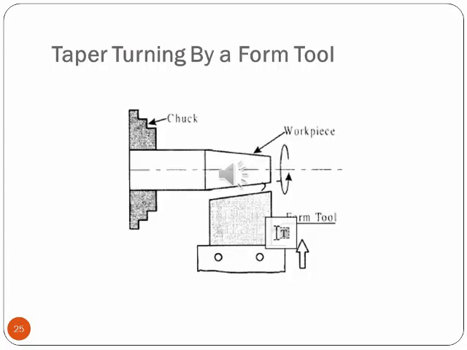The next method is taper turning by a form tool. As you can see, the tool will have the shape of the taper that is to be generated. So when the workpiece revolves, the shape of the tool itself will be generated on the surface of the workpiece. So this is taper turning by a form tool.